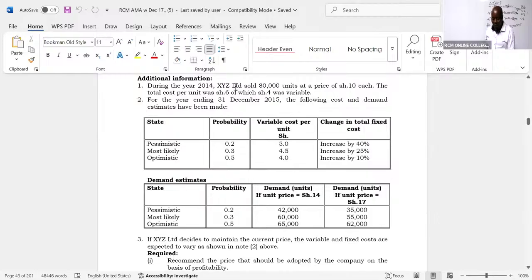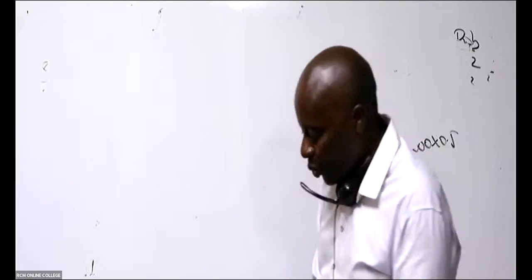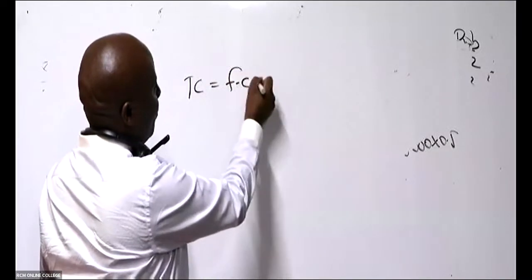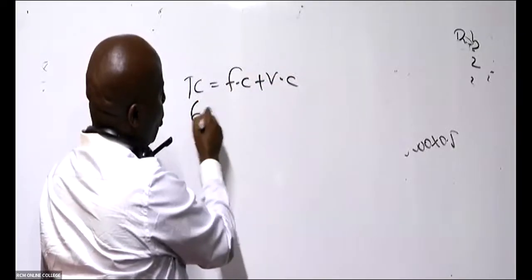Look at this: during the year 2014, XYZ Limited sold 80,000 units at a price of 10 each. The total cost per unit is 6. Within total cost, what do we have? Fixed cost and variable cost. In this case, total cost is 6, of which 4 is variable. We know that our total cost is fixed cost plus what here, somebody?